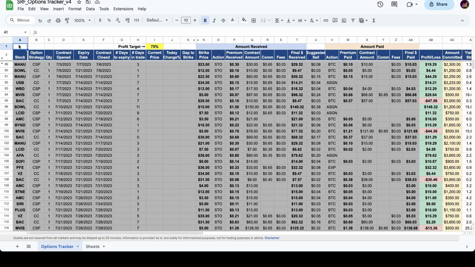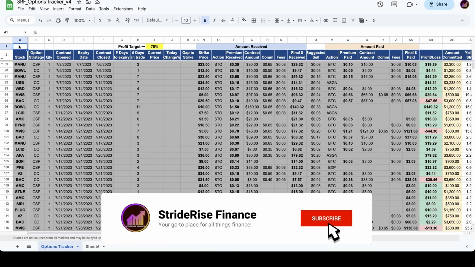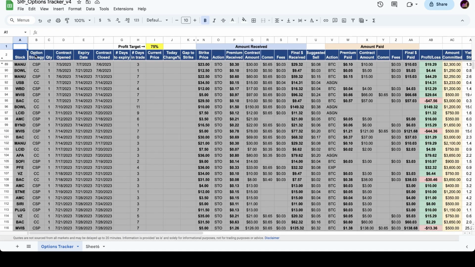Let's check it out. So this is my Google tracker, where I track all my option trades. To those who are new to such videos, I keep my tracker simple. Tell me what stock am I trading, what strategy, whether it's a cash secured put or a covered call, how many option contracts, when I open them, what's the expiry date, when I close them. In this amount received section, we see the strike price, what is the action taken, mostly it will be sell to open, how much premium received, what fees charged, and the amount paid. In this, the action can be like a buy to close, whether the contract gets assigned or gets expired, all those I track over there.